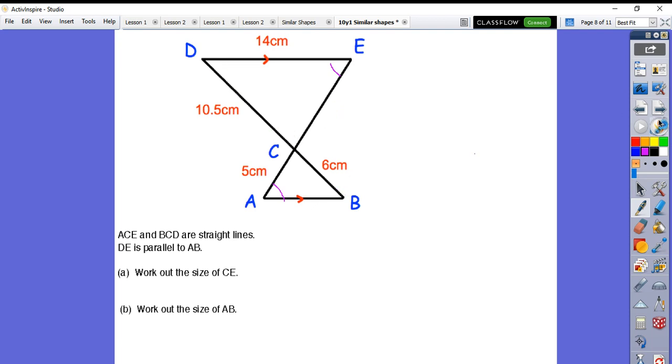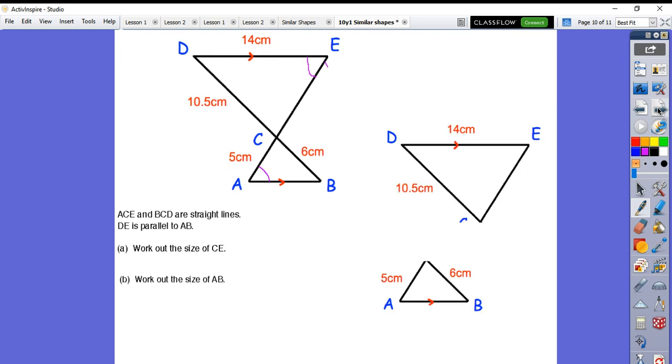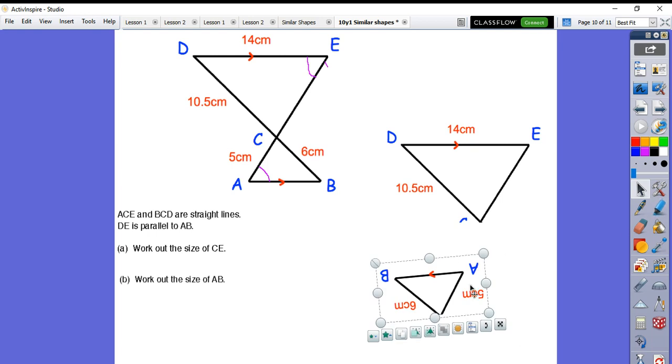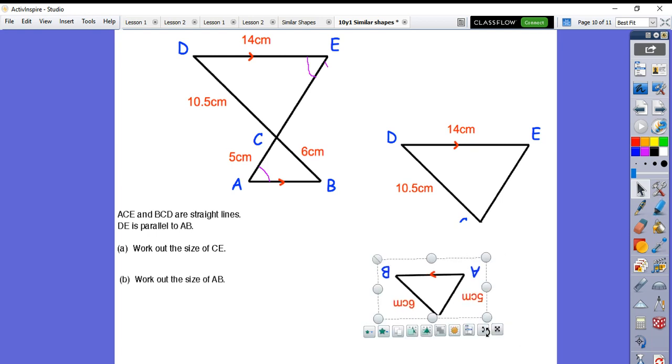So the first thing we're going to do is draw out our triangles, okay, like so. Okay, and then we were saying that because that angle and that angle are the same, they're equal because they're alternate, what I'm actually going to do is spin this around. Okay, so I now have that angle and that angle are equal. So I now know that that side and that side are corresponding.